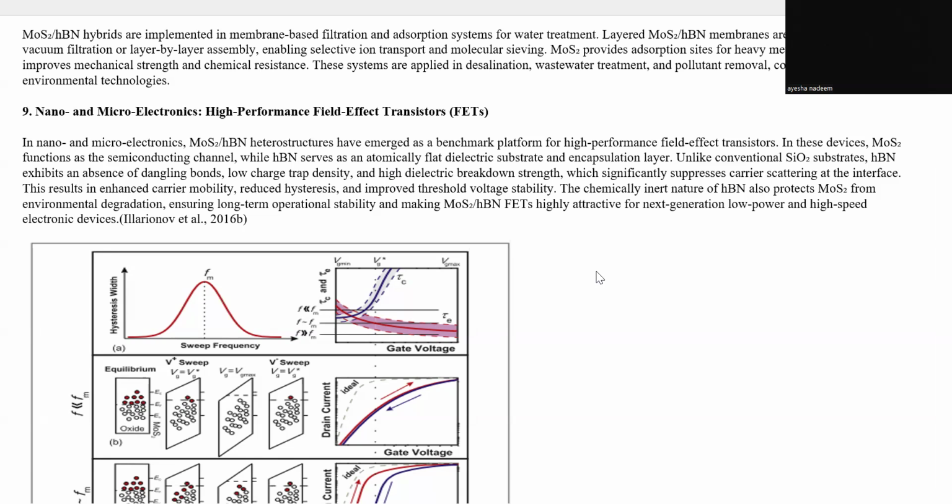Unlike conventional silicon dioxide substrates, hexagonal boron nitride exhibits an absence of dangling bonds, low charge trap density, and high dielectric breakdown strength, which significantly suppresses carrier scattering at the interface. This results in enhanced carrier mobility, reduced hysteresis, and improved threshold voltage stability. The chemically inert nature of hBN also protects molybdenum disulfide from environmental degradation, ensuring long-term operational stability and making molybdenum disulfide and hexagonal boron nitride FETs highly attractive for next generation low power and high speed electronic devices.